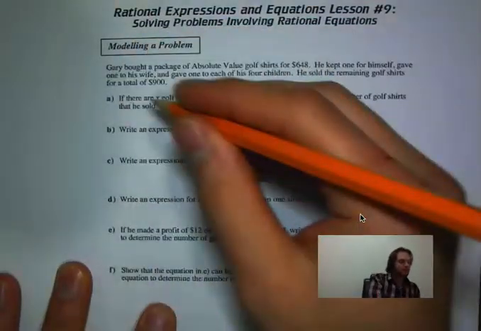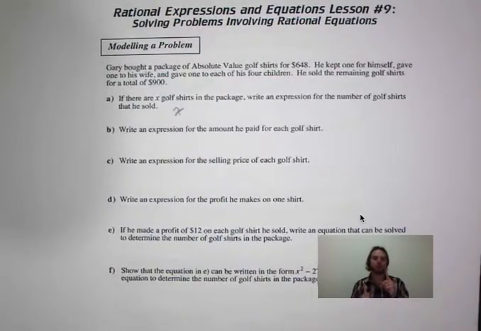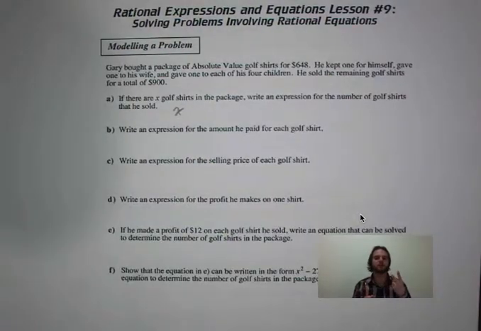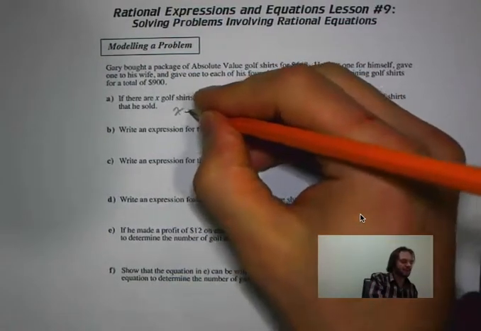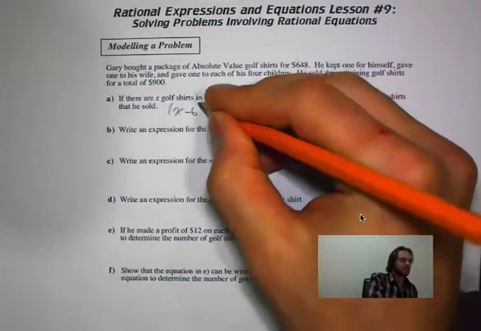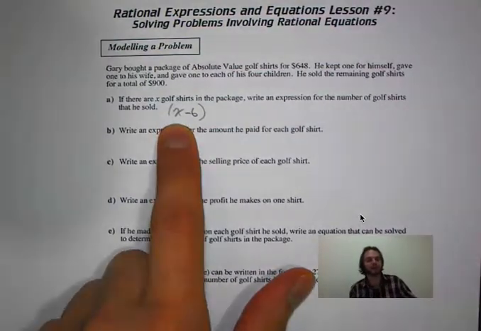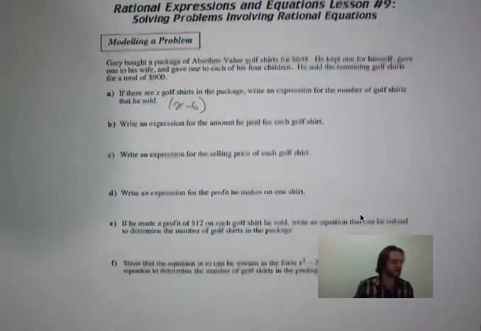Well, he keeps one for himself, he gives one to his wife, and then four to his children. So that's a total of 6 that he doesn't sell. So he sells everything except for 6. So X, the total shirts, subtract 6 is what he sells.